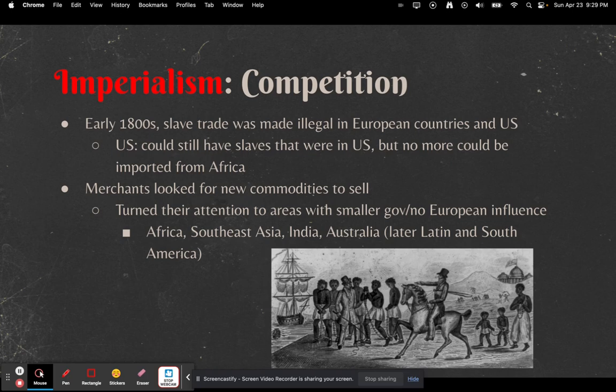Then there were merchants looking for new commodities to sell. So they turned their attention to areas with smaller governments or no European influence. Examples, and we'll get into more detail on what we're going to be talking about, were Africa, Southeast Asia, India, Australia, and later Latin and South America.